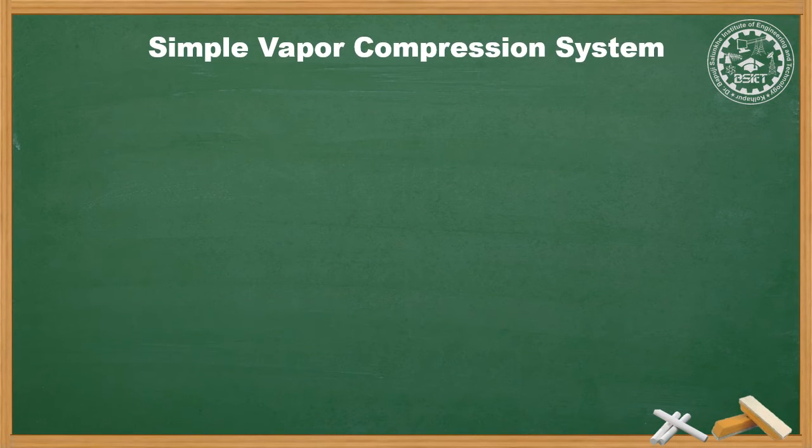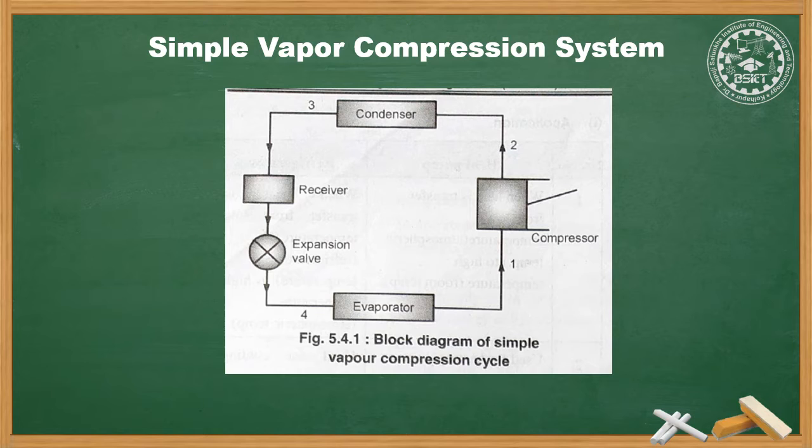Starting with the first, the simple vapor compression cycle. A question related to this has been asked in previous examinations: explain the working of a vapor compression system with a neat sketch, draw a neat sketch of the vapor compression refrigeration cycle, describe its working, and so on. The figure below shows a block diagram of a simple vapor compression cycle. Let us understand the working of the simple vapor compression cycle.